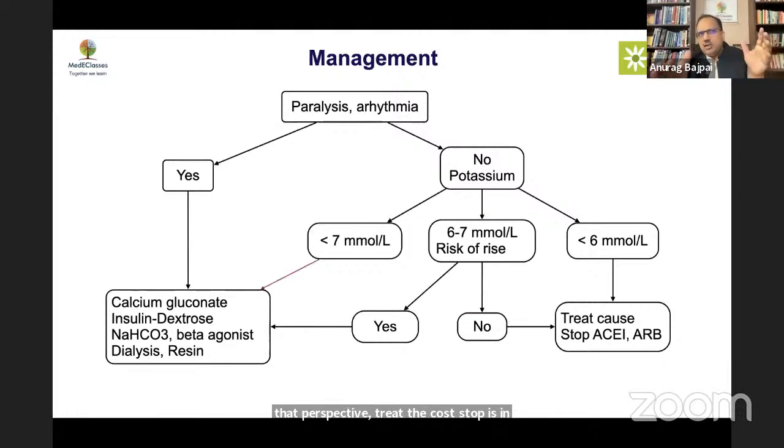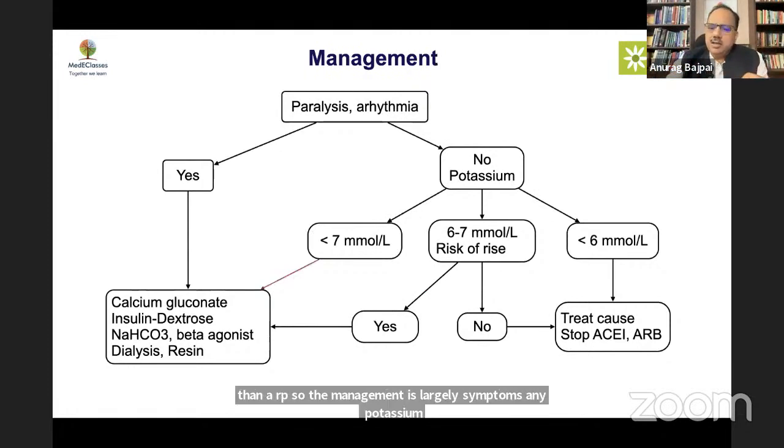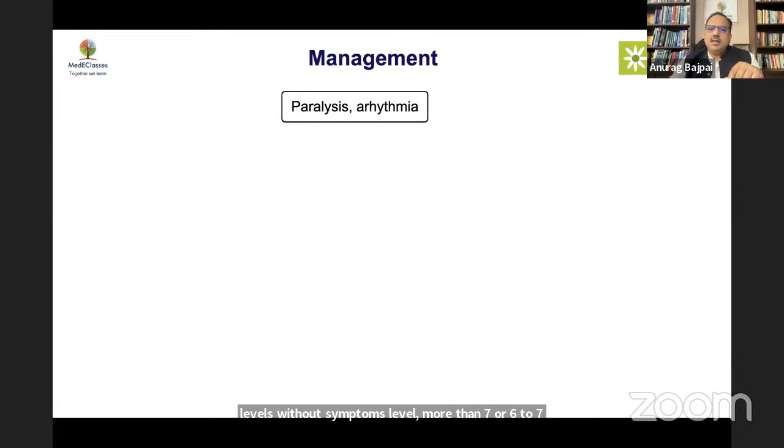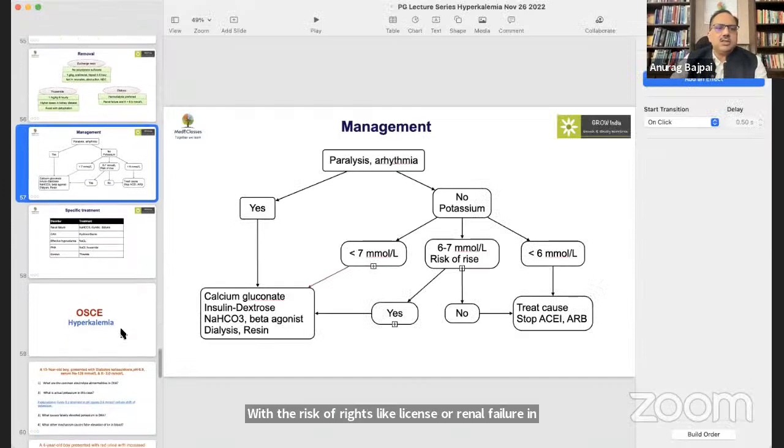So the management is largely based on symptoms, at any potassium level. Without symptoms, treat if the level is more than 7, or 6 to 7 with a risk of rise like lysis or renal failure. That's the primary aspect as far as the management is concerned.